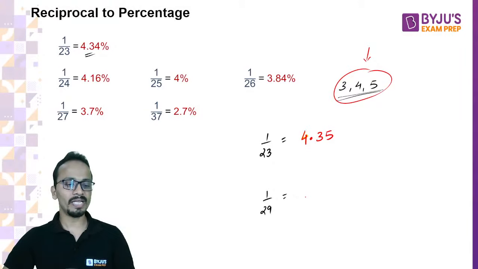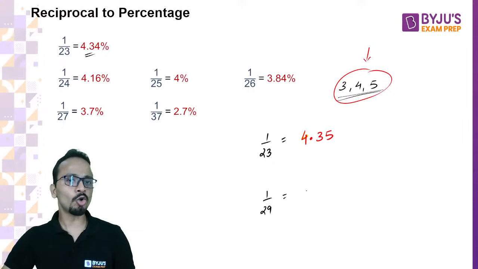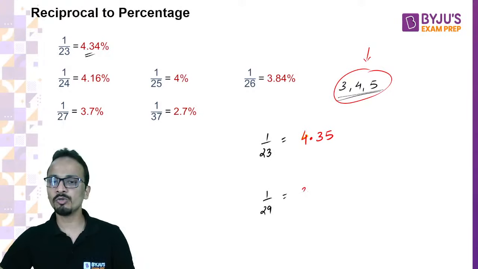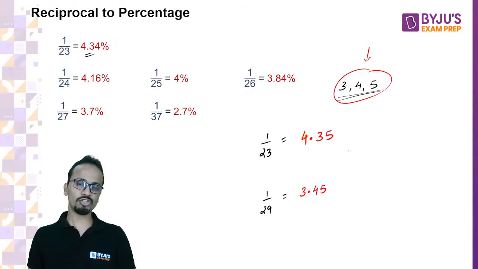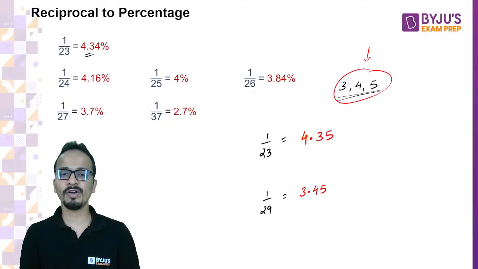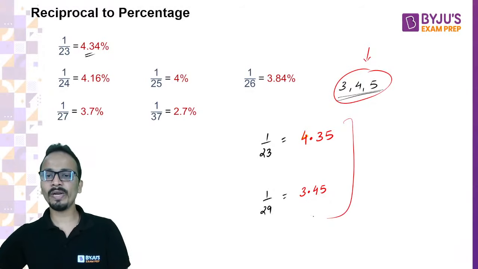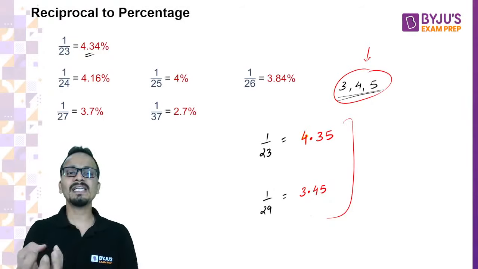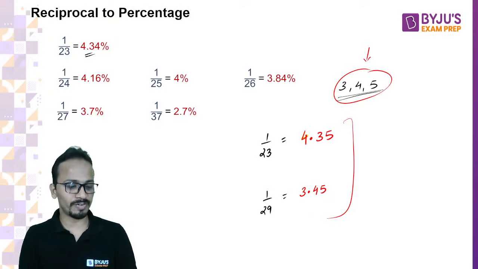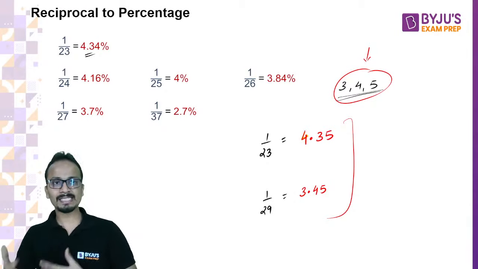Similarly, 1 by 29. Let's look at this one. Now 100 upon 29 is approximately equal to 3 point something. If I take out 3, I'll be left with 4 and 5 from the above numbers. So 3.45 is the value of 1 by 29. So these are some innovative ways, some different techniques I can use to remember these percentage equivalents of fractions. Now friends, let's move on to the next step.